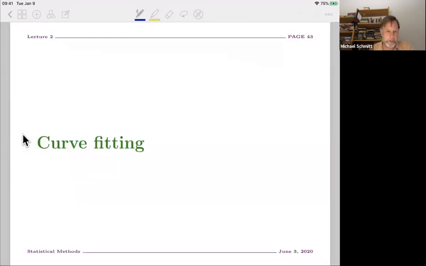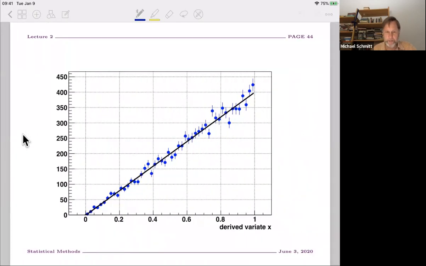Okay, so now armed with the least squares method, I'd like to talk about curve fitting. Here's some data. It's fake data. There's a curve going through it. It's actually a straight line, but we all call that a curve, of course. And I want to tell you how to fit things.